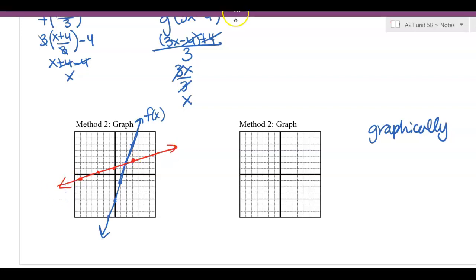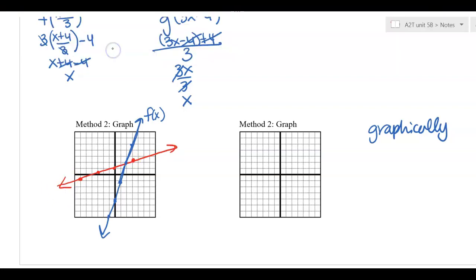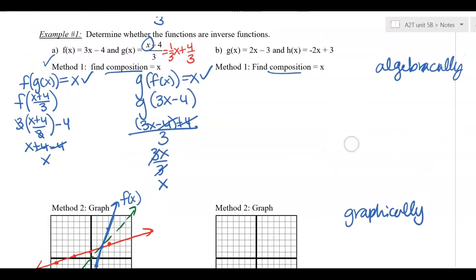And then I'm going to put the line y equals x on there for reference so I can truly see if these are symmetrical about that line. And there you can see the reflections of each other. So I'm going to do one more example for you here.